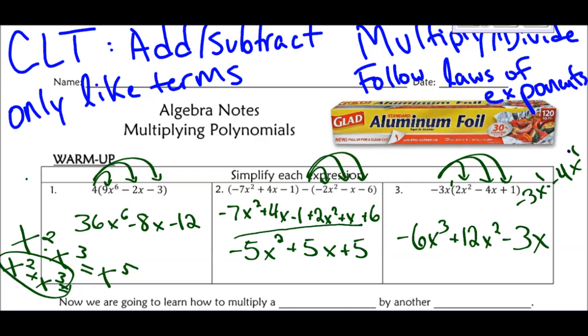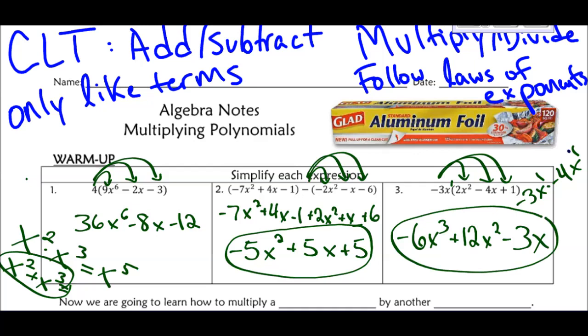Any questions about any of those? Everyone's okay on the difference between combining like terms and laws of exponents? Yes.